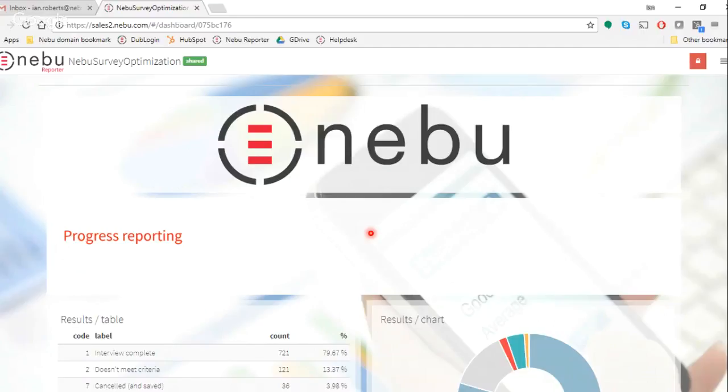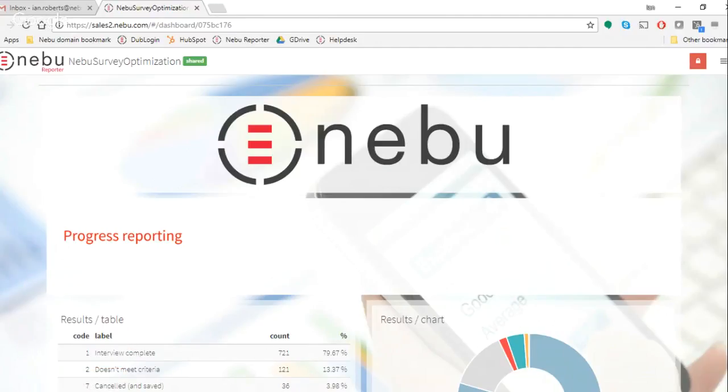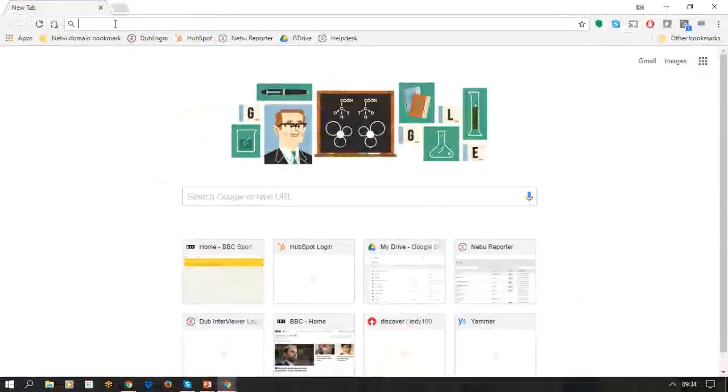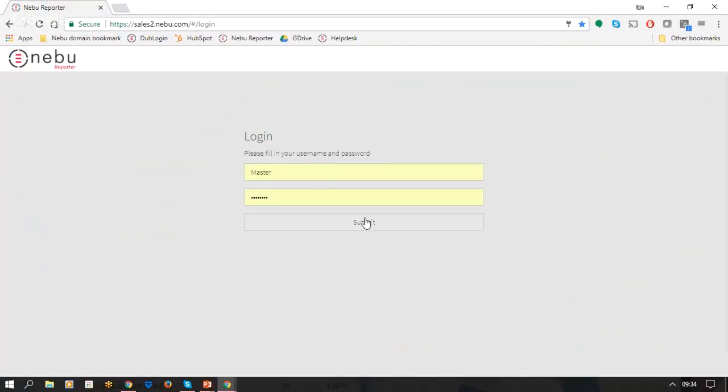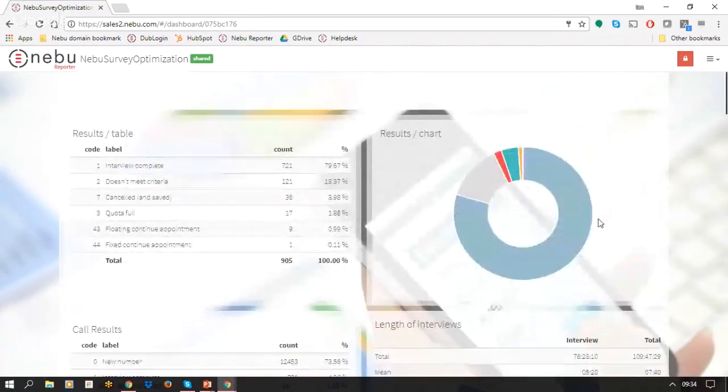So if we just jump into the survey. As we're launching up, we'll see that we've got different browsers on there as well. We can jump into a Nebu survey, and just having a look at a dashboard report, we're jumping in here. We can see on this one, we've got different surveys coming up. It'll give me my results, my charts on there as well.